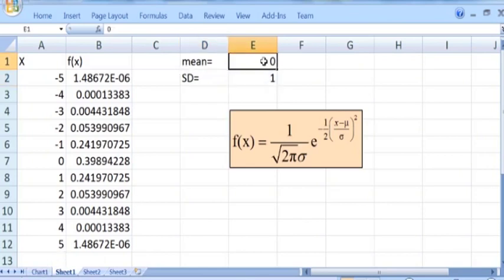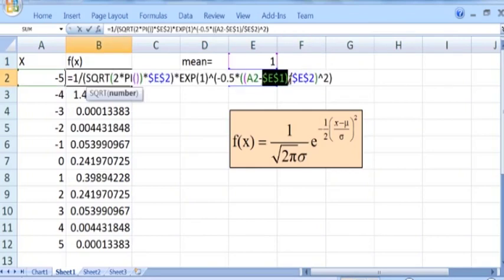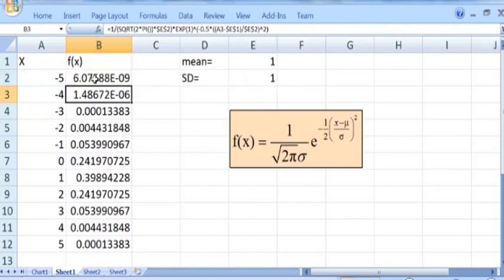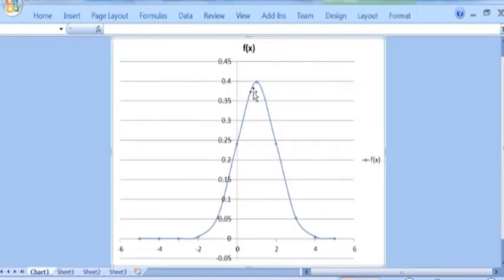So now if we change mean from 0 to 1, so I have changed the mean from 0 to 1. Now see that since the cell reference E1 is used, now E1 is changed to 1, so it means all the calculations have been readjusted according to this value 1. Now look at the chart. So you can see that this peak is shifted to 1. So now this peak is at x equals 1. So it means the highest probability or peak of the normal curve always occurs at its mean value.